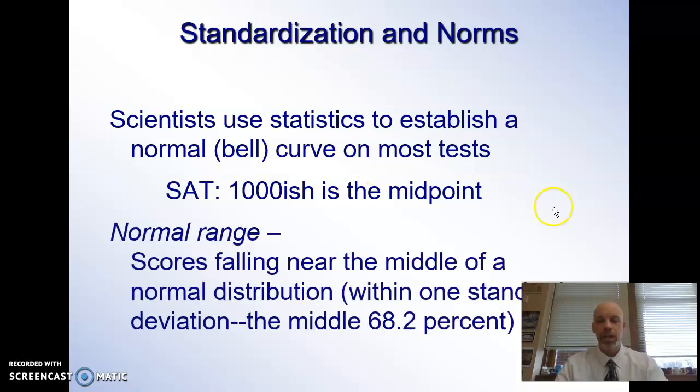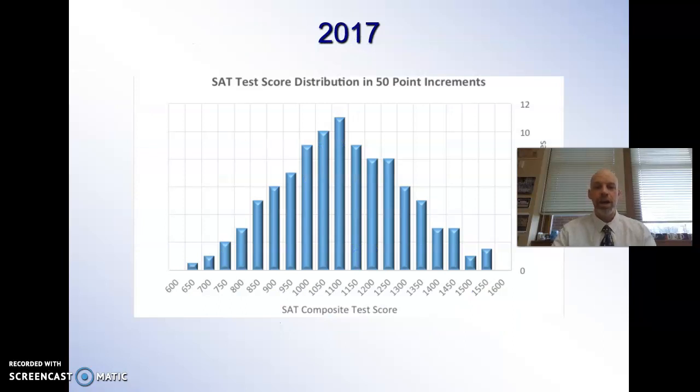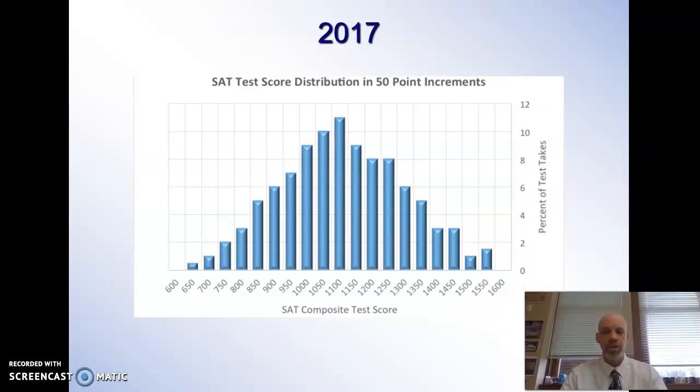The normal range is what Mr. Woodard was talking about in the last video, looking at getting that 68.2% falling within one standard deviation of the mean. So here's a graph with the 2017 SAT scores. You can see here, there's the midpoint, a little bit above 1,000, 1,100-ish. You can see a nice normal curve there with those statistics.